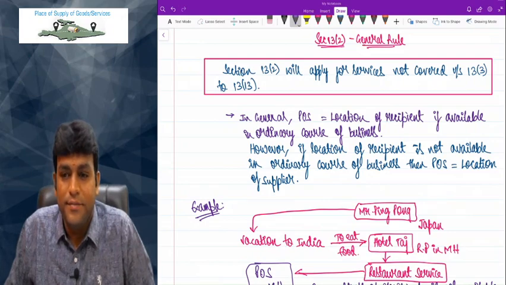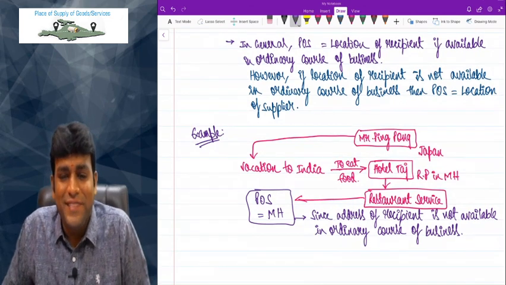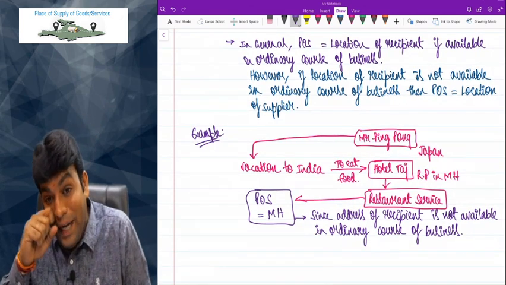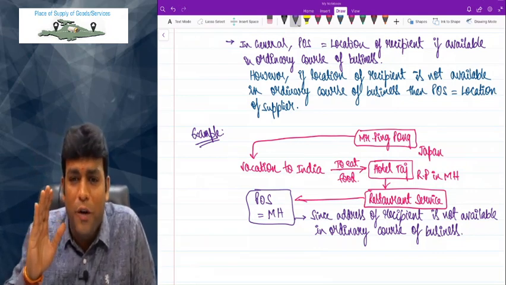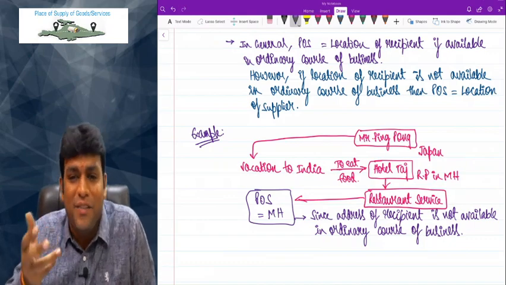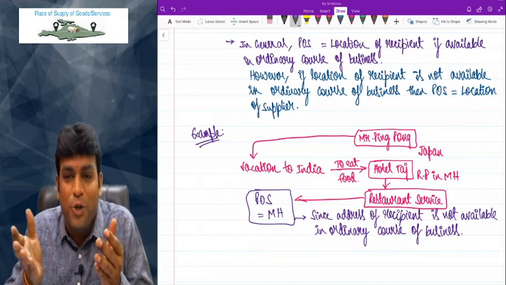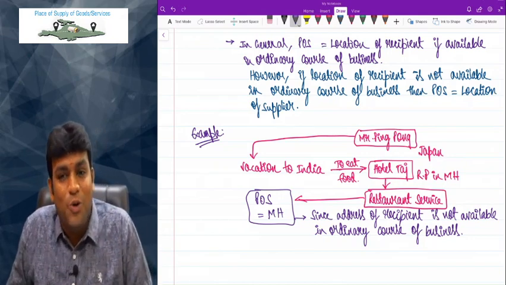Come on, please take the example also properly. Example will make your job more simple and easy. Sir, in value of supply, I was trying to make you perfect in the concept by giving numbers. But here, in place of supply, I can't give numbers. So the only option for me is to give lot of examples so that you are perfect in the concept. That's the only option left for me.